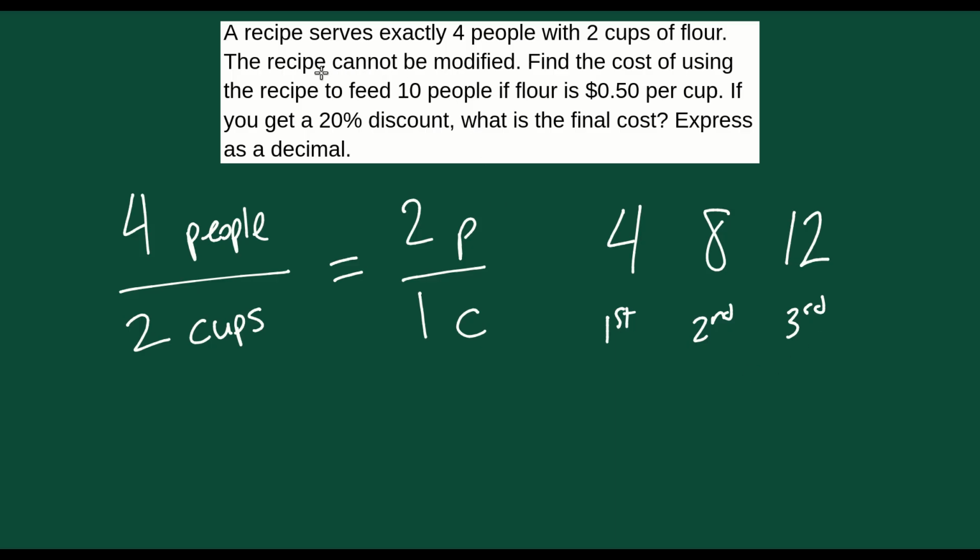Since we cannot modify the recipe, if we need to feed 10 people, we need at least 3 batches. We cannot make 2.5 batches. That's what this sentence is telling us. Okay, so we need 3 batches.